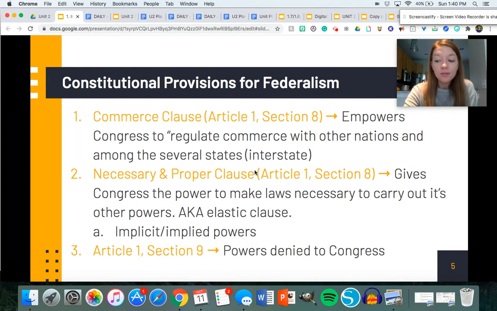Third, we have Article 1, Section 9, and that is the section that denies powers to Congress. So this is an example of limited government. We placed limits on a part of our government.